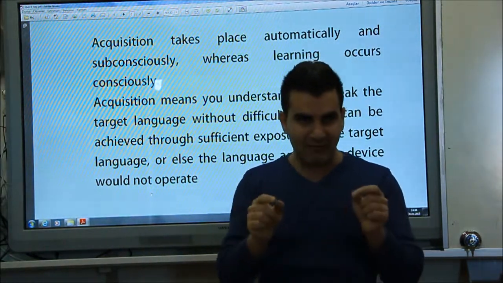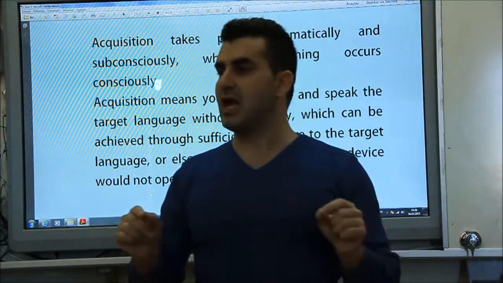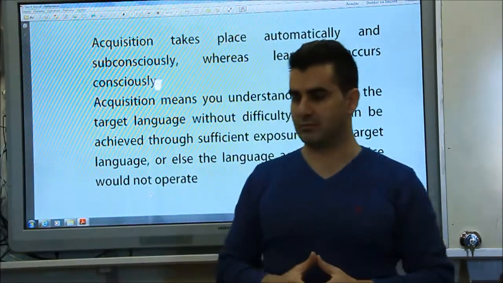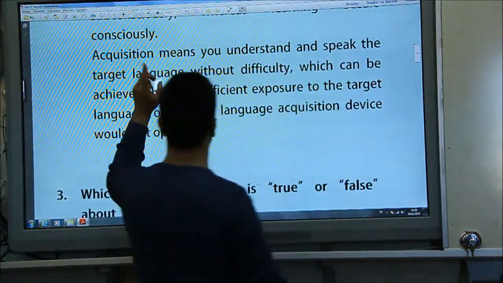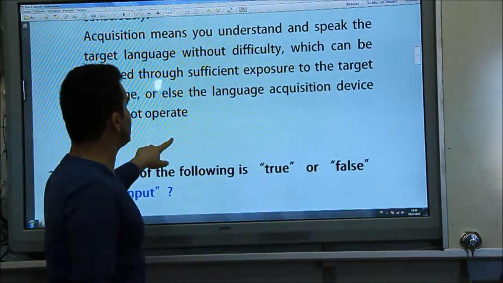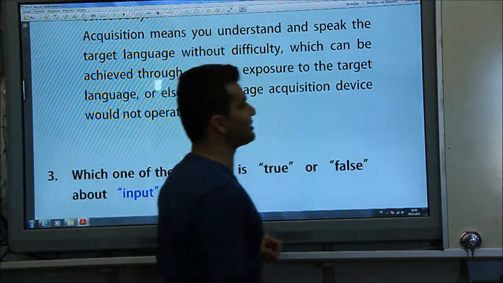Alright, so this is the difference between acquisition and learning. Another point. Acquisition means you understand and speak the target language without difficulty.